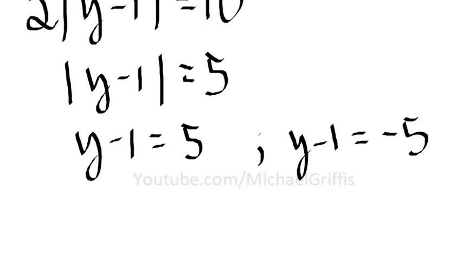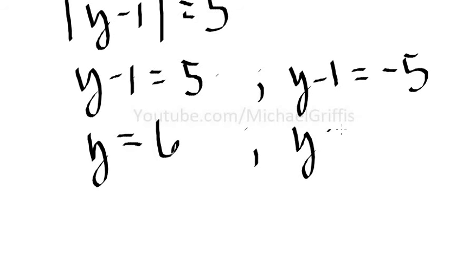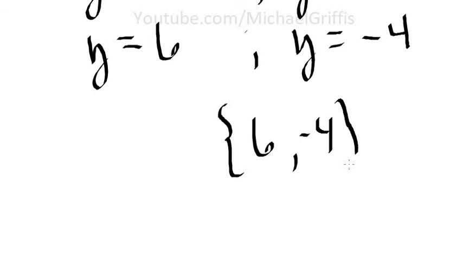And now it's just the standard thing of what we've been doing, and that's solving for x or y in this particular case. So y is equal to, add 1 to both sides, you get 6. Add 1 to both sides and you get negative 4. Right. So it looks like in this particular one, the solution set is 6, negative 4.